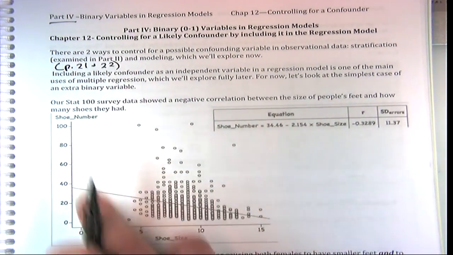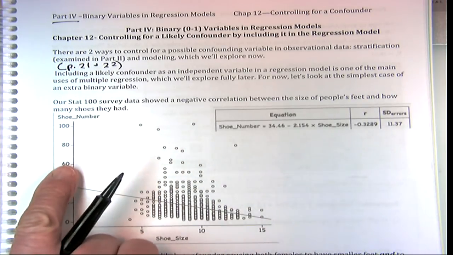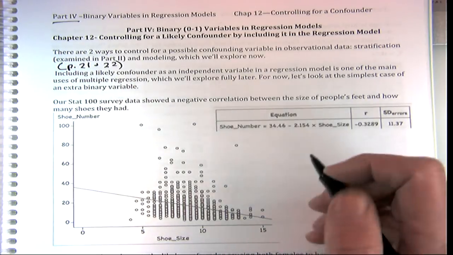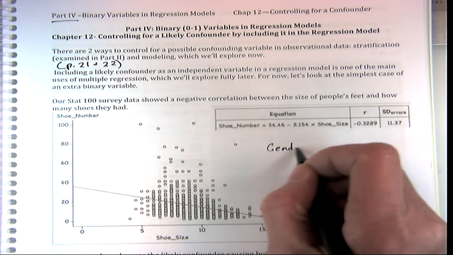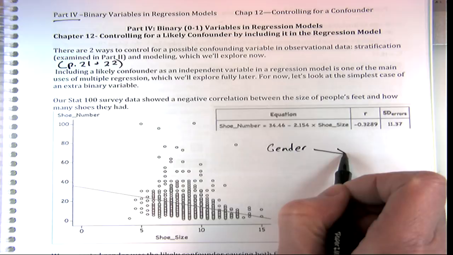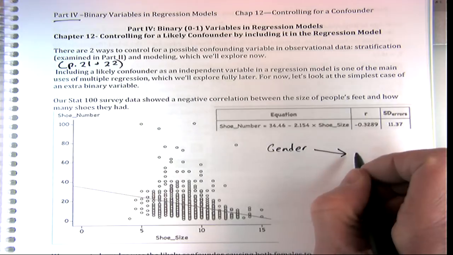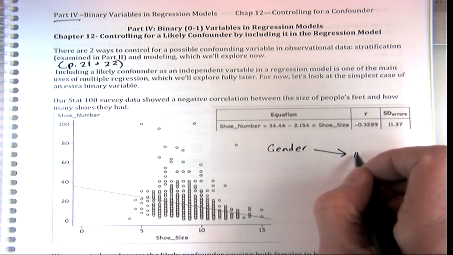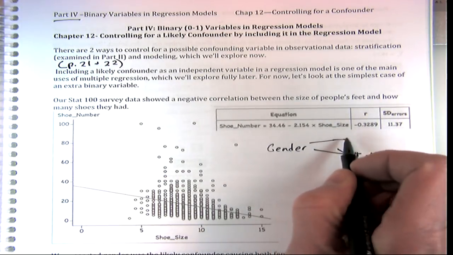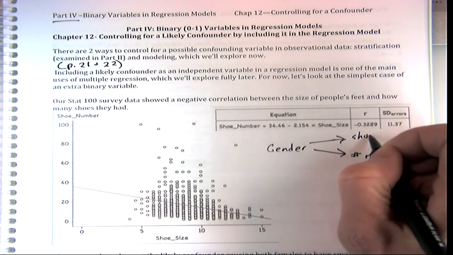Okay, so we had this data that I just showed you where we said that the bigger one's foot is, the fewer the number of shoes people have. And we saw that gender is a confounder because when you're a female, females tend to buy more shoes, so that's going to influence the number of shoes people buy. And also, females tend to have smaller feet, so it influences the size of the foot, the shoe size.